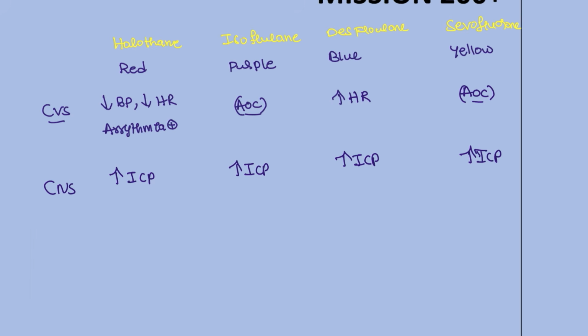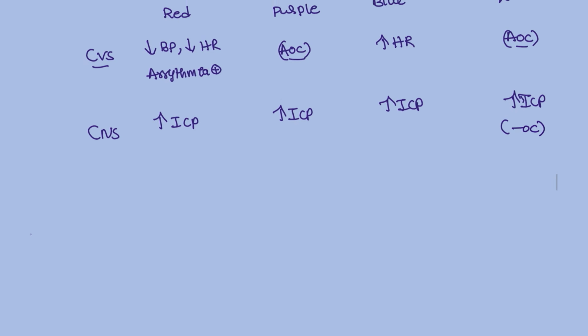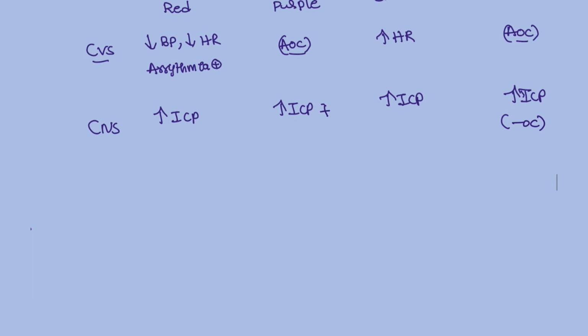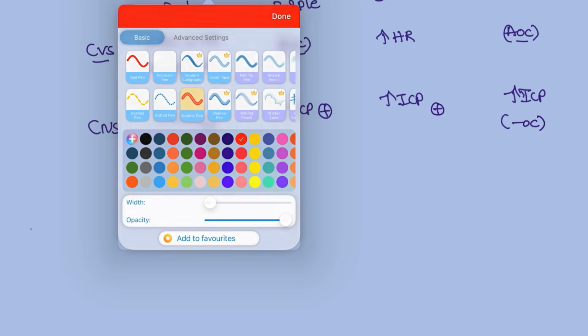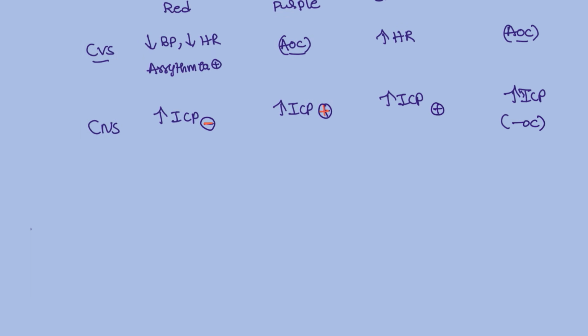But something has to be used, right? Something can be used for the patients. Among most of the agents, we prefer this one as the agent of choice for the CNS. But what is the difference between these drugs? This can also be used, and this is absolutely not used, because it has the maximum increase of intracranial pressure. So I will change the color. This is not used, this can be used, and this is the agent of choice.